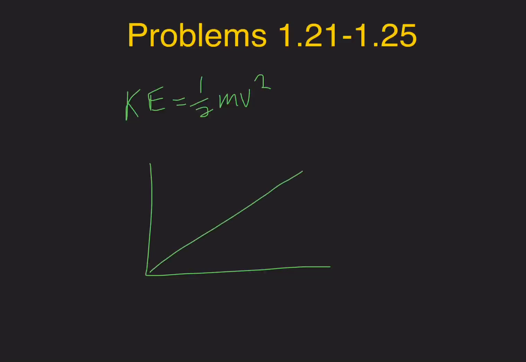Let's look at the next one. Use the kinetic energy equation. What's that look like? KE equals 1/2 mv squared. Okay, there's your equation. What would I graph on the x and what would I graph on the y to get a slope? The slope would equal 2 over m. Slope equals 2 over m.